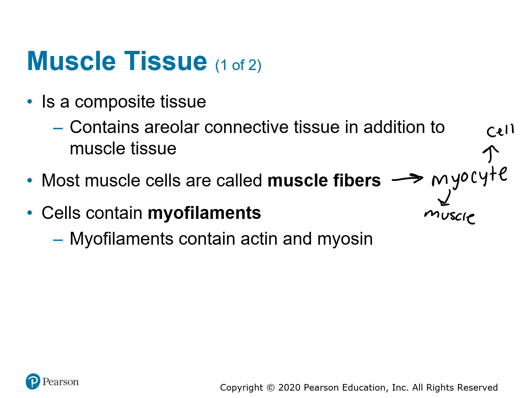It is a composite tissue. It does contain some areolar connective tissue in addition to that muscle tissue, but we're just going to focus on the muscle tissue part of it. Okay? The cells contain what we call myofilaments, and those myofilaments contain actin and myosin. Actin and myosin are your main movers.